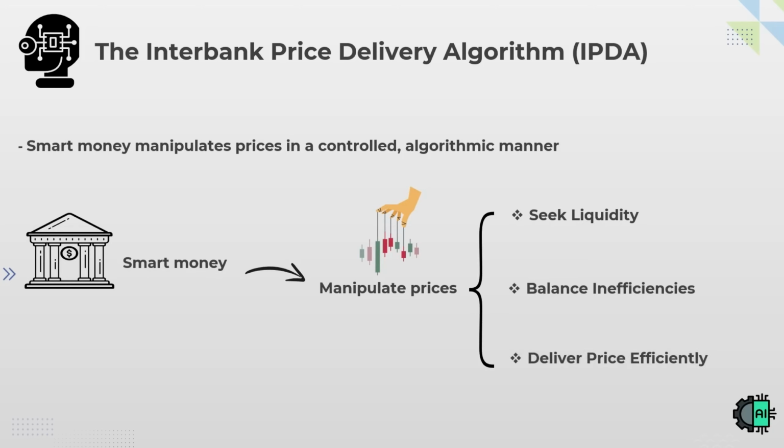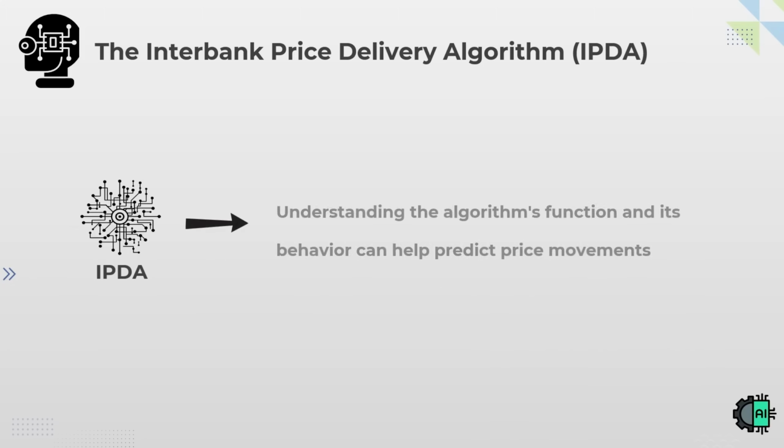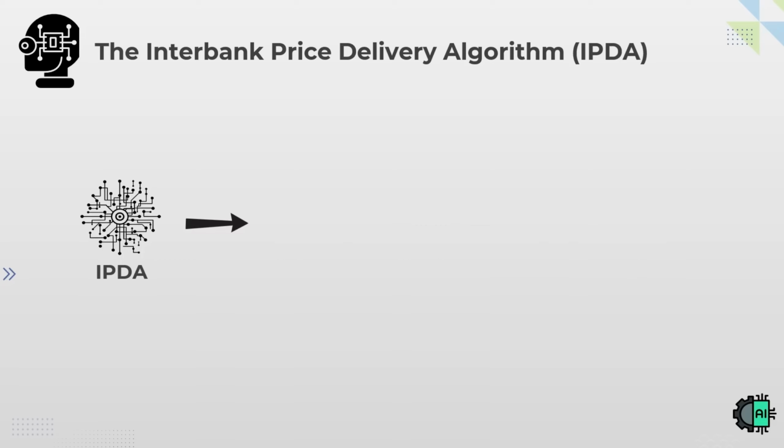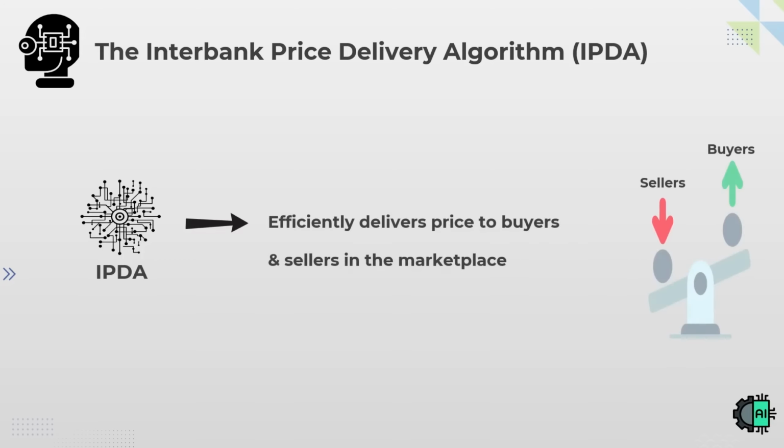The Interbank Price Delivery Algorithm suggests that smart money manipulates prices in a controlled, algorithmic manner to seek liquidity, balance inefficiencies, and deliver prices efficiently within the interbank market. Understanding the algorithm's function and its behavior in the market will give you the edge in predicting price movement in the market. So, let's have a more detailed explanation of the Interbank Price Delivery Algorithm.